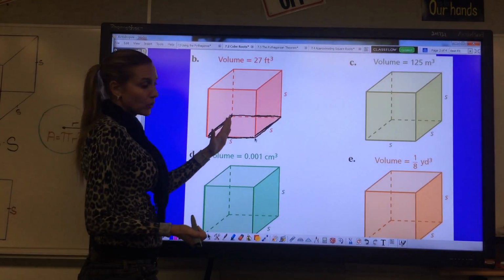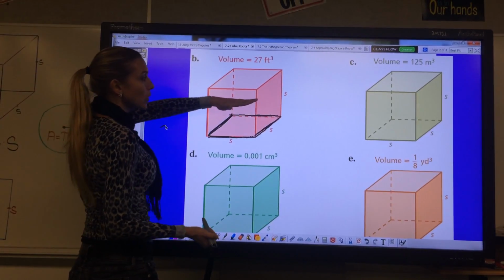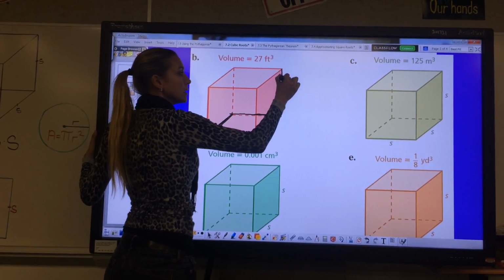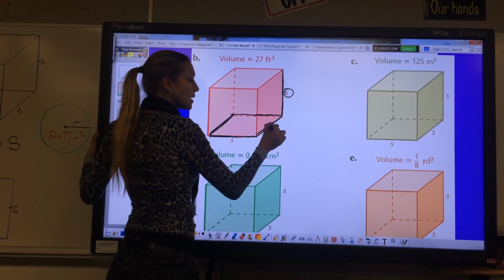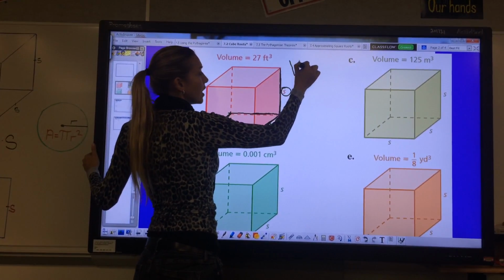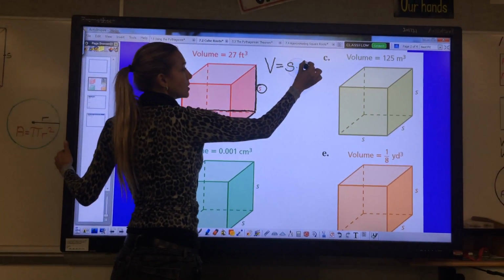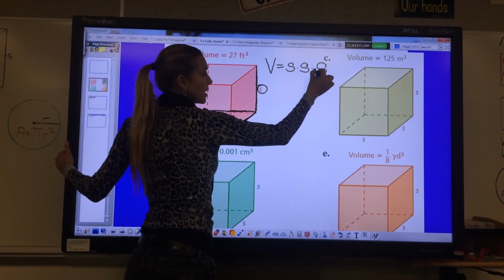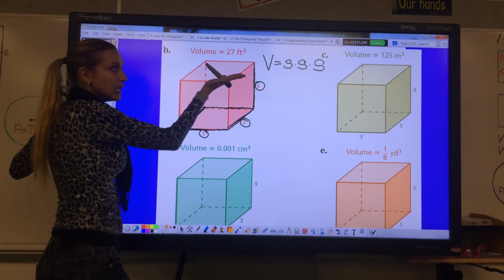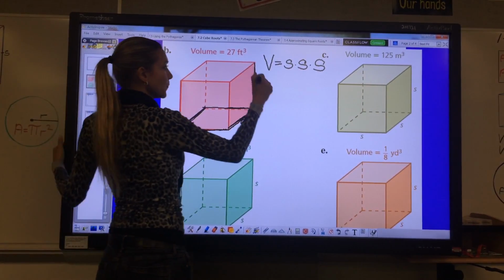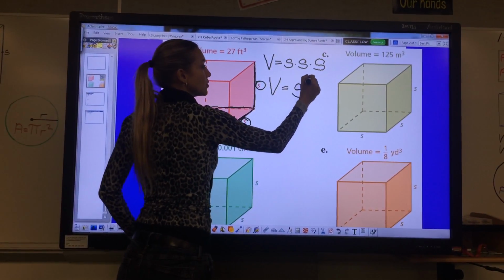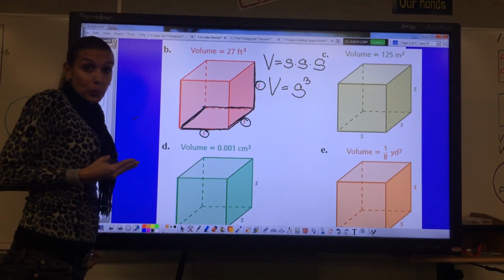Now we have one more. We have to figure out how many of these squares are on top of each other. So we have to multiply it by its height. And if you look, if it's a cube, all 3 sides measure the same. So to find the volume of a cube, we have to take side, multiply it by the side, and multiply it by the third side. It's side times side, multiplied by how many times we stack the square up. We can write it this way. Volume equals, since it's 3 s's, side to the third power, or side cubed.